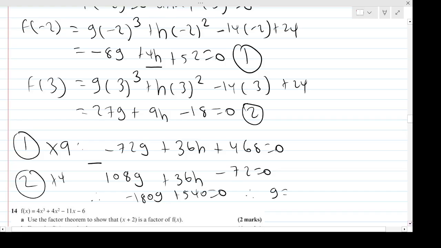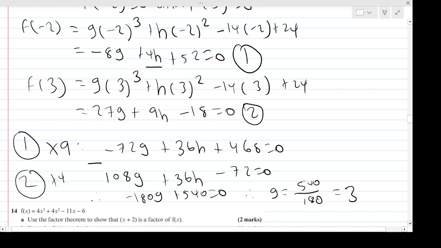If I move it to one side, I get 180g is 540. So then g is 540 divided by 180. And then that will get me, is it 3? Yes, nice, okay. Get a nice number in the end.